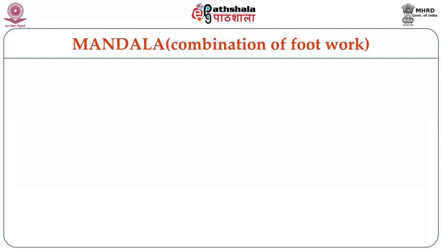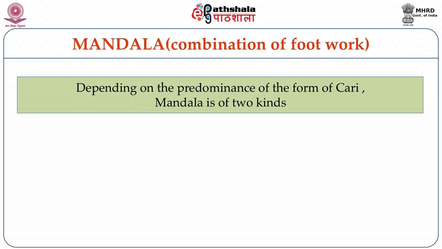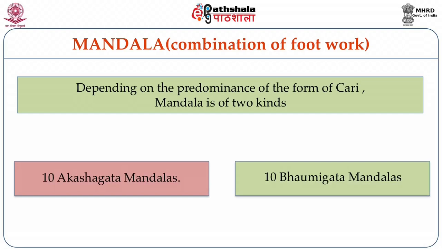Mandala is a combination of footwork. Depending on the predominance of the form of chari, mandala is of 2 kinds: ten akashagata mandalas and ten bhumigata mandalas. When the chari is performed on the ground, they are called bhumigata mandalas. If the footwork is done above the ground level, they are called akashagata mandalas.